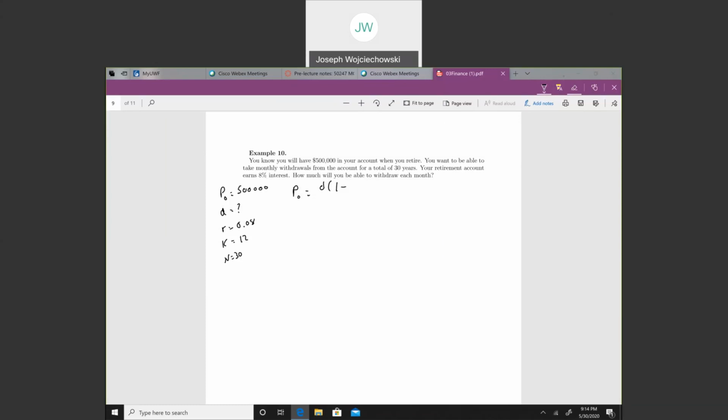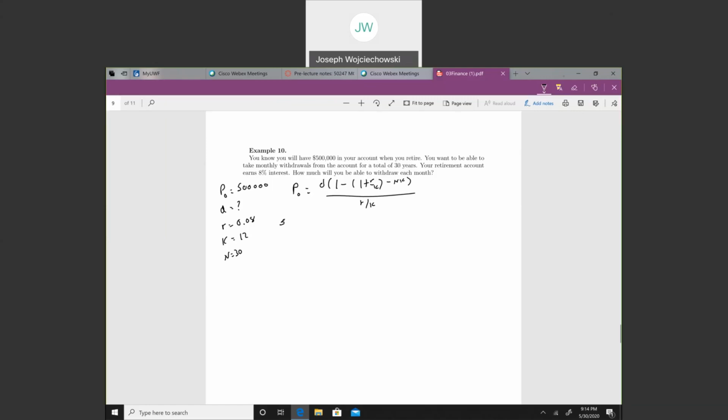1 minus 1 plus R over K to the negative NK, all over R divided by K. We plug in the values that we know. 500,000. We don't know D. We have 1 minus 1 plus 0.08 divided by 12 to the power of negative 30 times 12, and this is all over 0.08 divided by 12.